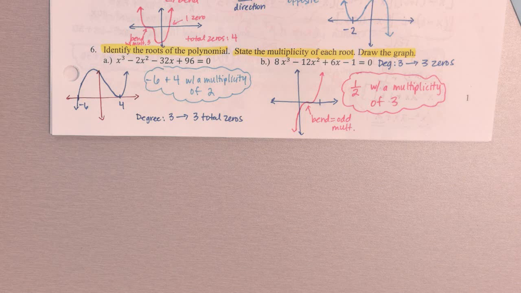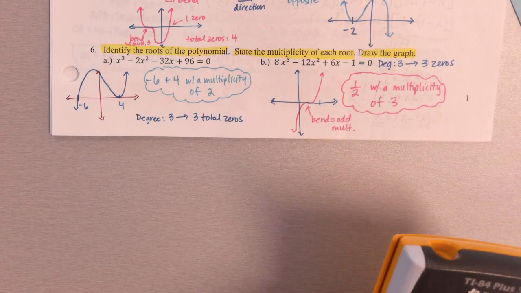And then for b, it's x cubed. There is a bend in the graph. And then you have 1/2. Now, with the 1/2, that's kind of hard to see on the graph. So what could you do to find that it was 1/2? There's a couple different ways. Yeah, plug in the equation and then you can use the 0 function, right?